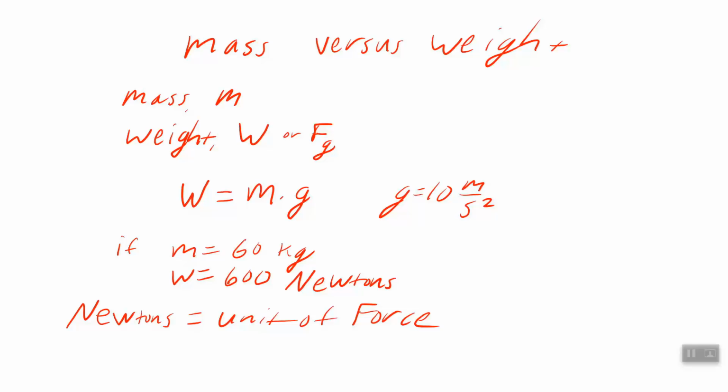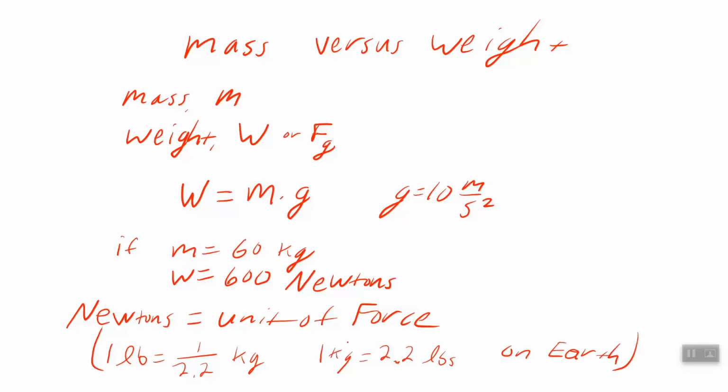Pounds, of course, is imperial units. There is a way to convert from imperial units to SI units. 1 pound is 1 divided by 2.2 kilograms, or rather 1 kilogram is 2.2 pounds. But that's only true on Earth. On Earth only. That is with the Earth's gravity. If you take your bathroom scale to the moon, it's not going to read what it reads when it's in your bathroom on Earth. It's going to read something else, although your mass doesn't change.